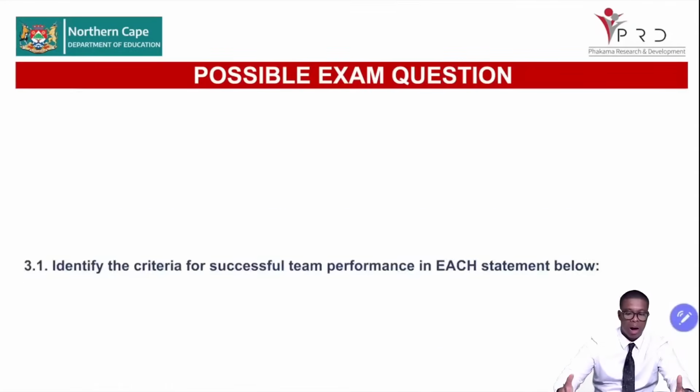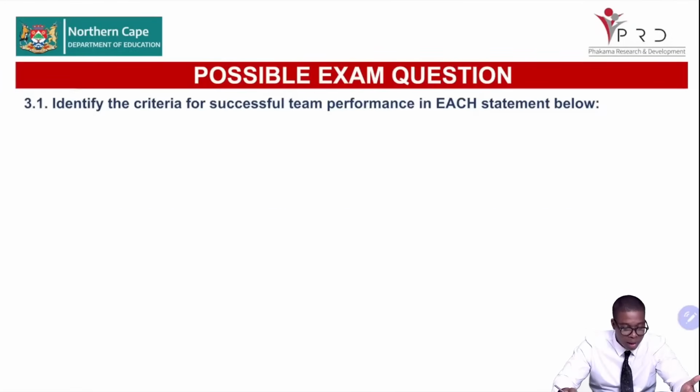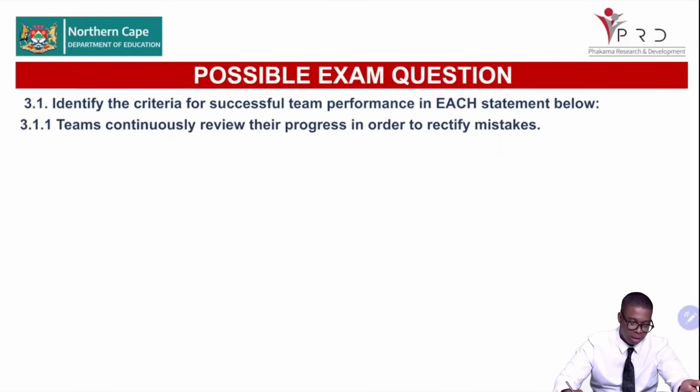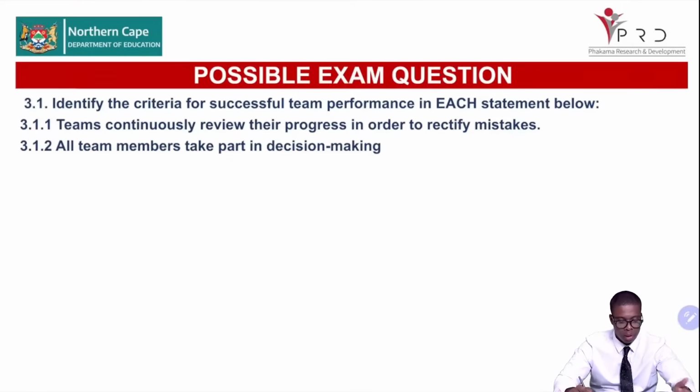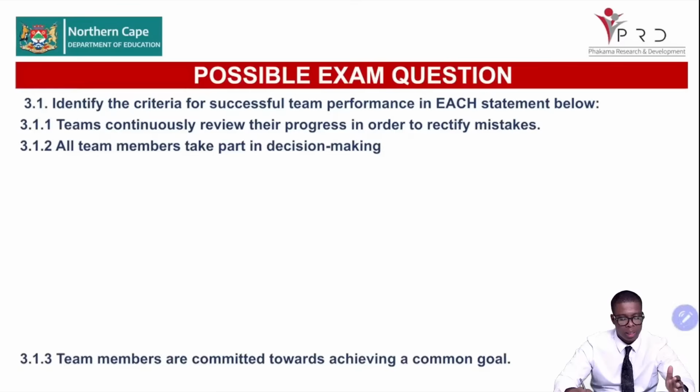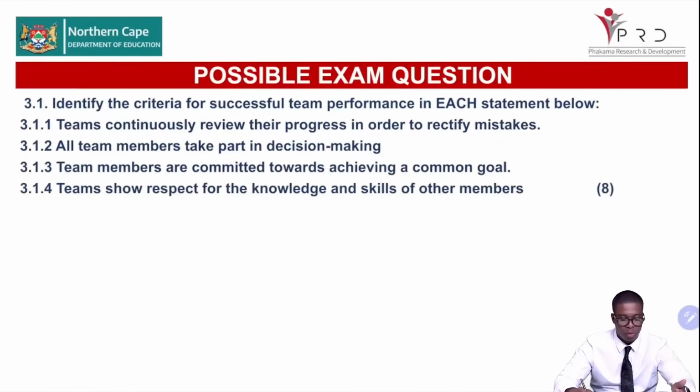Now, how can this be assessed? You might be asked to identify the criteria for a successful team in each statement below or in a scenario. But for this purpose of revision, we look into the statements. We have 3.1.1, 3.1.2 together with 3.1.3 and 3.1.4. Now, teams continuously review their progress in order to rectify mistakes.